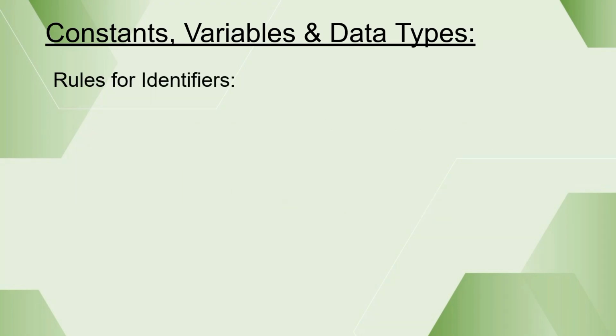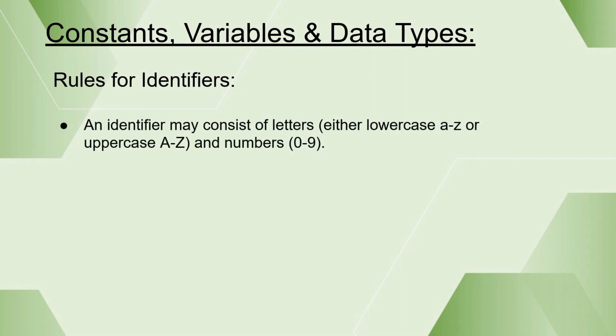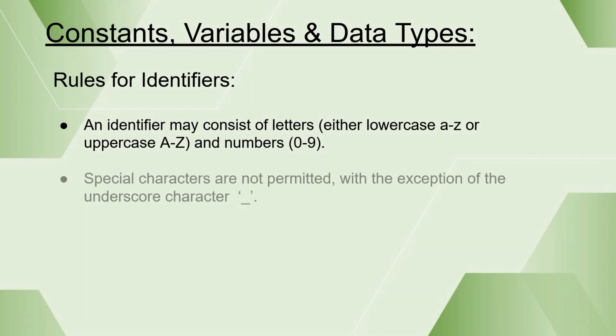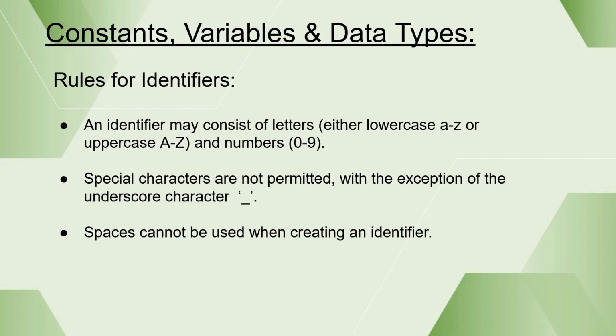Next, what are the rules? An identifier may consist of letters, either lowercase a to z or uppercase A to Z, and numbers from 0 to 9. Special characters are not allowed, with the exception of the underscore character. Underscore is also a special character, but it can be used. Spaces cannot be used when creating an identifier. It must start with either a letter or an underscore.